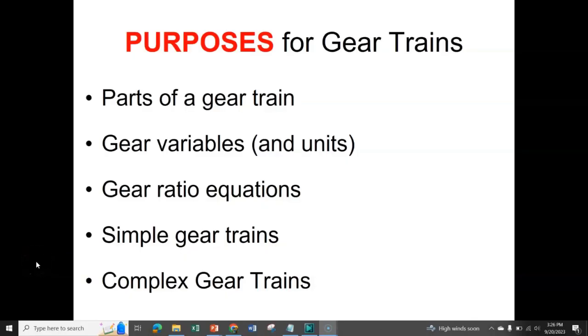All right, this is going to be a little bit longer of a video. So the purposes for our gear train video is to identify the parts of a gear train and especially which direction they're going to rotate when they're meshed together. You need to know all of the gear variables, what they mean, and the units of measurement. You need to know the gear ratio equations that relate your gear ratios and your torques and your angular velocities. You need to know what a simple gear train is and how to calculate your gear ratio, and what a complex gear train is and how to calculate its gear ratio.